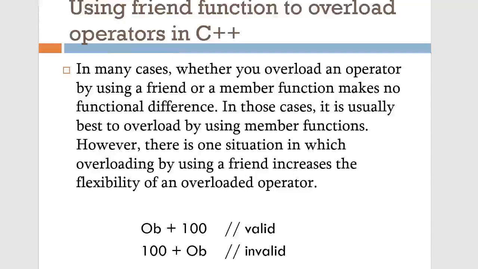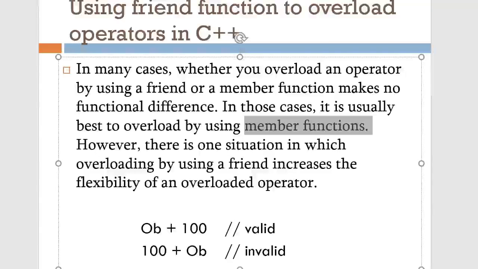Now let's understand why we need the friend function to overload the operators. In many cases, whether you overload an operator by using a friend or member function doesn't make any difference. So both are almost the same. But in those cases, it is usually best to overload by using the member function. So in the cases where it doesn't make any difference to overload using the friend function or a member function, then it is best to overload them using the member functions. We don't have to pass the two different parameters to the function.